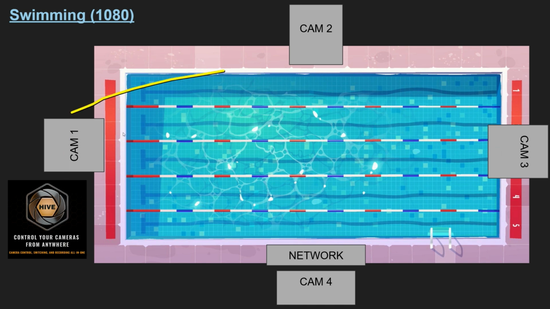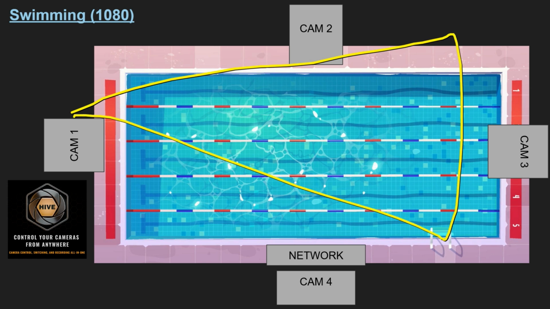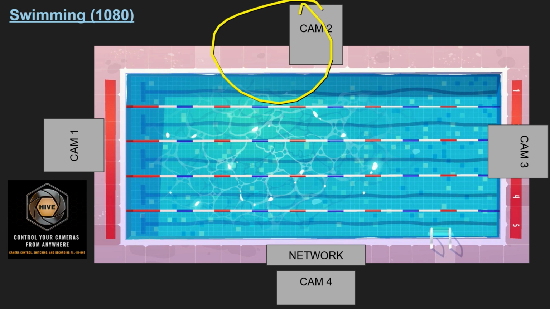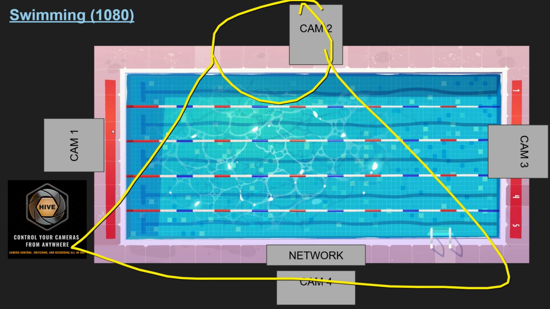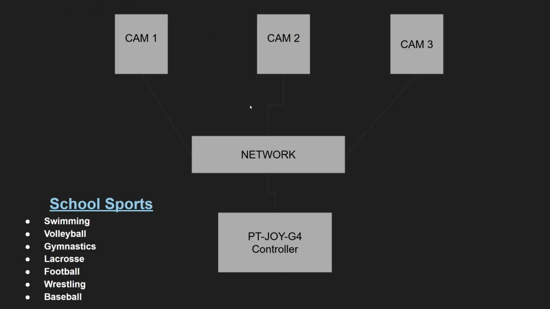This one shows people moving down this way, for example. And then you've got your wide here to show a wide of the whole thing. So that's another example of swimming.